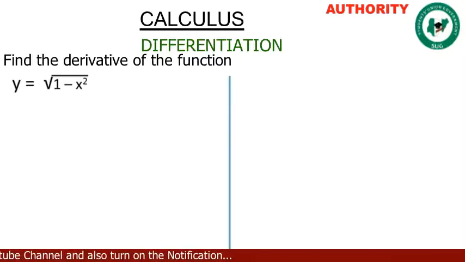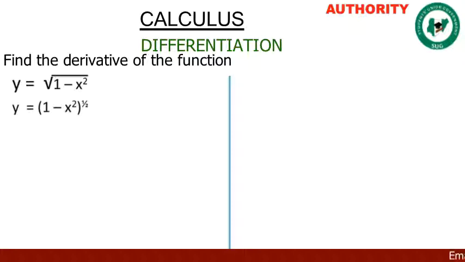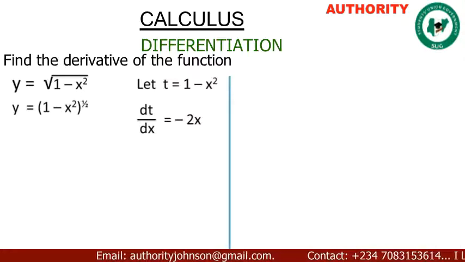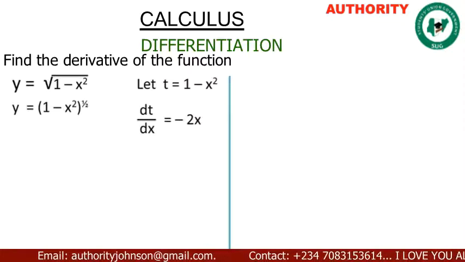Okay, now our function y is equal to square root of 1 minus x squared. It can be written in this form: y is equal to 1 minus x squared raised to power 1 all over 2. It's the same. Okay, good. From here, we are going to call this 1 minus x squared a letter. Let's choose a letter t. That means we are going to say let t equal to 1 minus x squared.